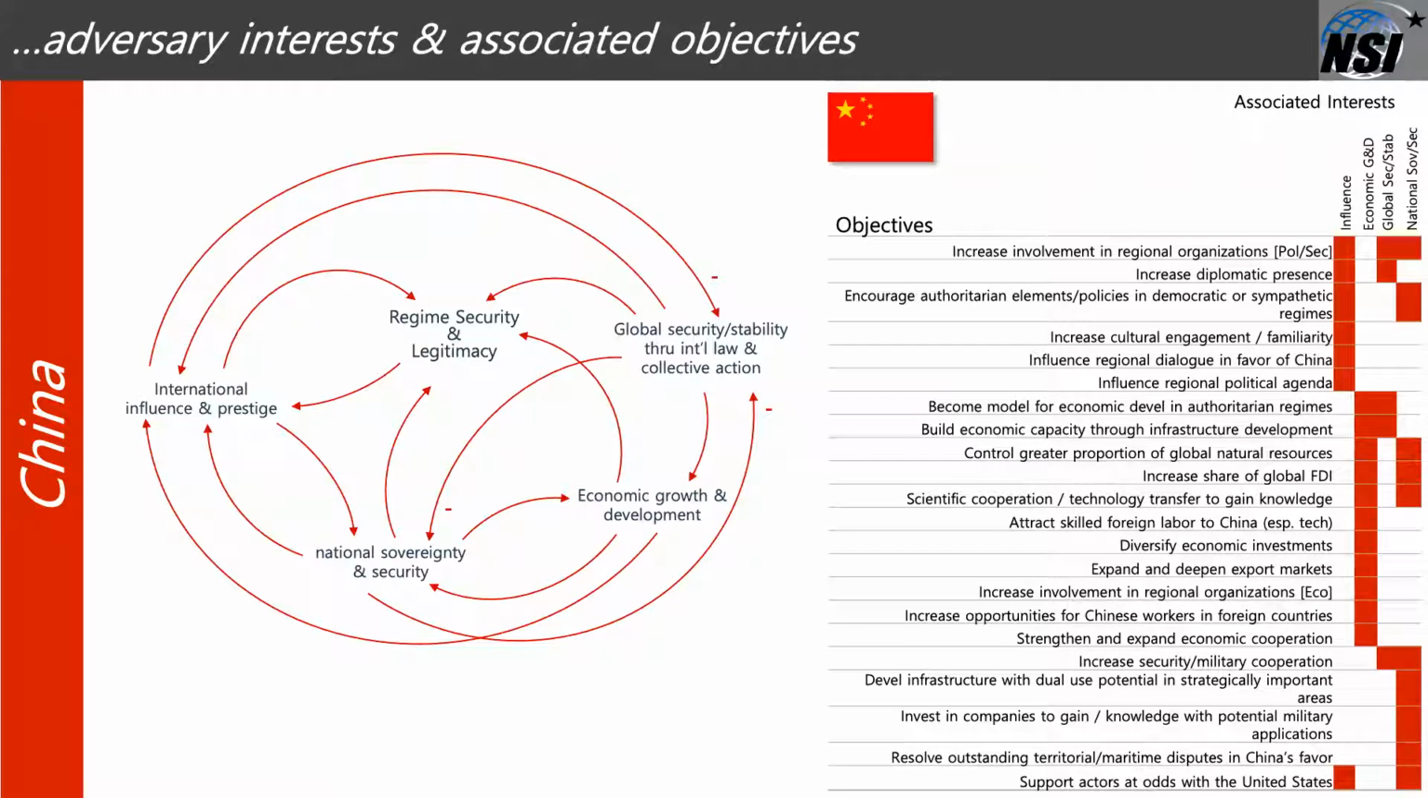This emphasis means that the CCP does not separate domestic from international concerns. Maintaining domestic regime security, for example, is contingent on continued economic growth and development, facilitated by increasing China's global influence through foreign direct investment and other economic activity.